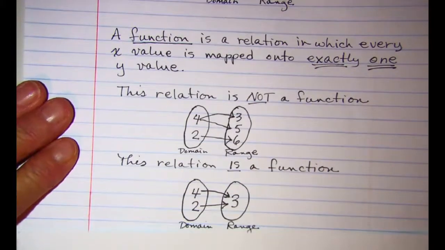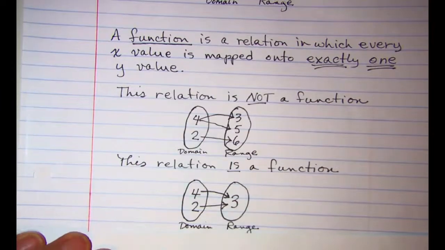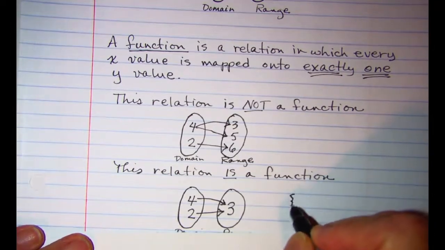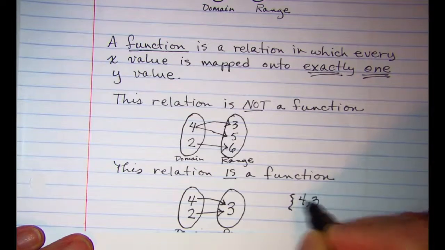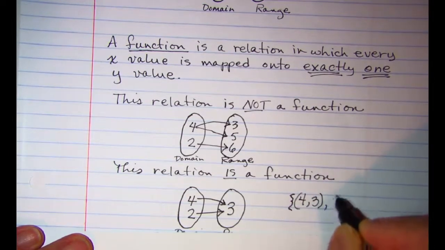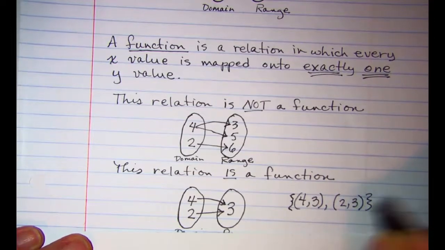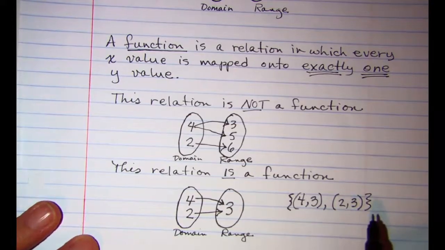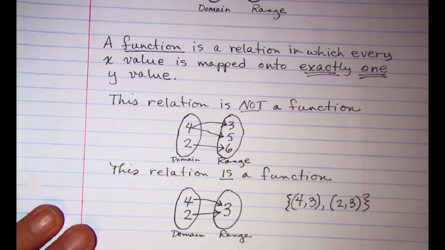This relation is a function because 4 maps onto 3 and 2 maps onto 3. Now we can write this: 4 maps onto 3 and 2 maps onto 3. So this is this mapping shown as a set of ordered pairs. And this one is a function.